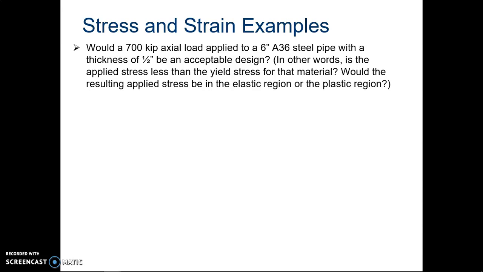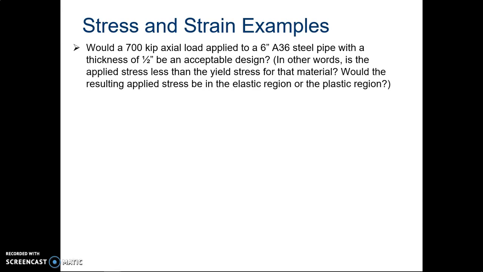Do you remember what we use to determine if it's too much stress? We look to see which region we are in. Elastic region, good. Plastic region, bad. And then the difference between the plastic and the elastic region is, are you higher or lower than the yield stress? The yield stress for a material is really the strength of the material. It's how much stress it could handle. Are we applying more stress than it can handle? If we are, it's not acceptable. If we're applying less stress than it can handle, then we are good.